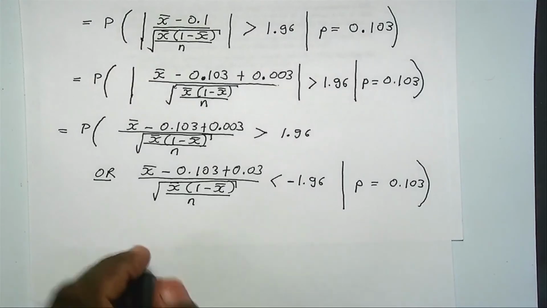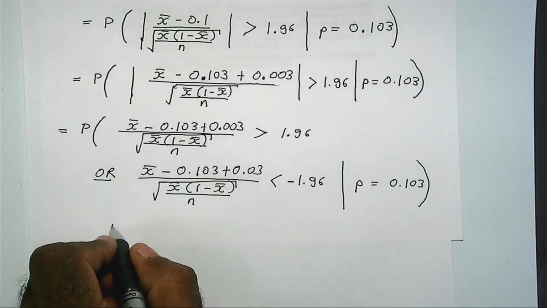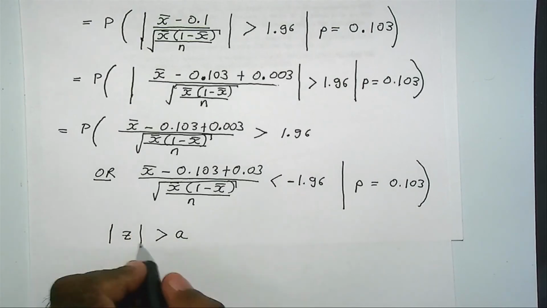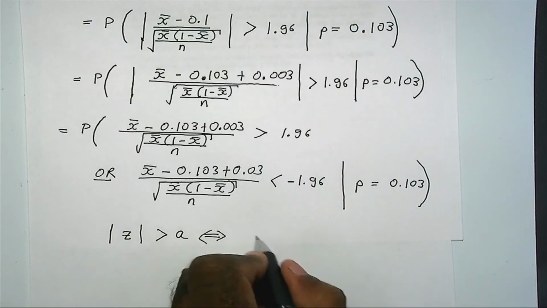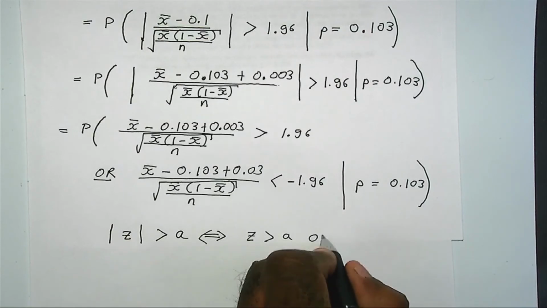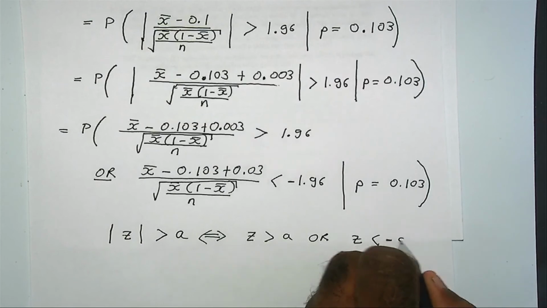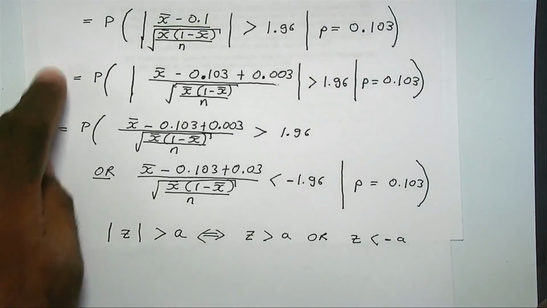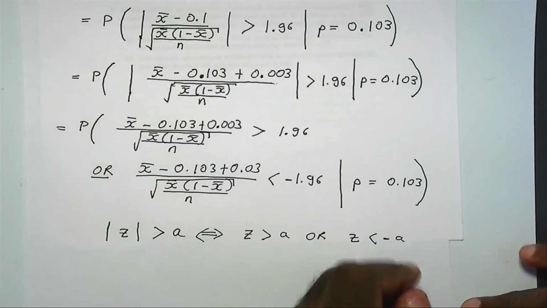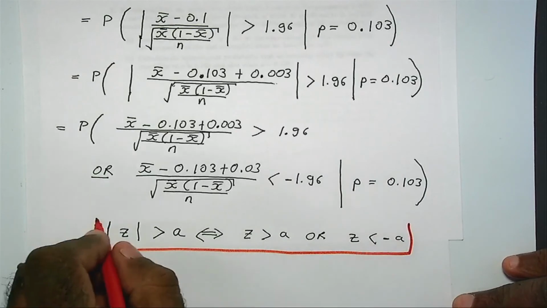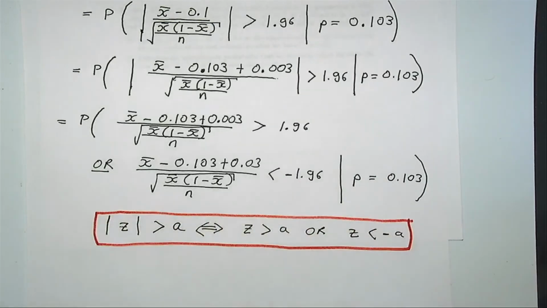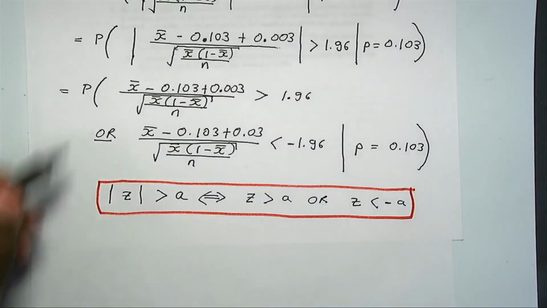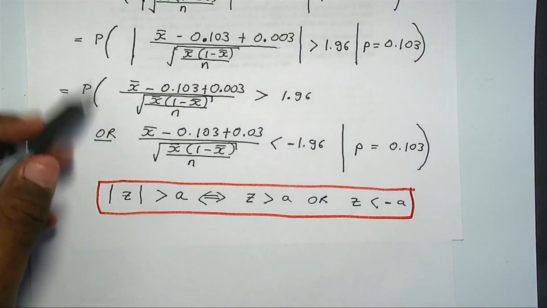I don't know whether you know this, but if you have something like say z greater than a, this is the same as saying that z is greater than a or z is less than minus a. That's what I have used in this step from this to this, right? You should know this from your math courses. Then, because these two are mutually exclusive events, you can separate them out, right?